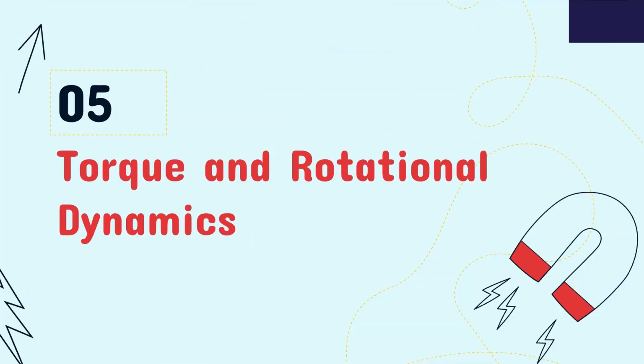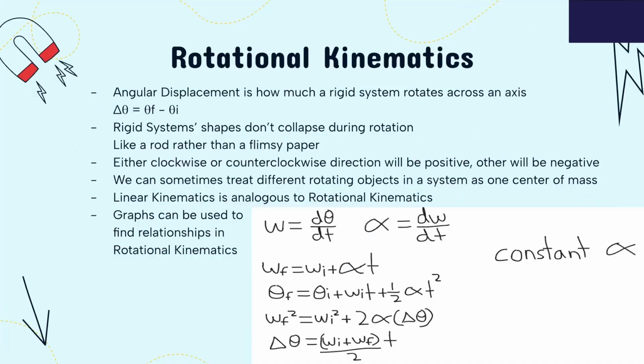On to Unit 5, torque and rotational dynamics. Let's start with rotational kinematics. Angular displacement is how much a rigid system rotates about an axis. It's the change in theta, equals theta final minus theta initial. For rigid systems, their shapes do not collapse during rotation. Think of something solid like a rod rather than a flimsy paper.